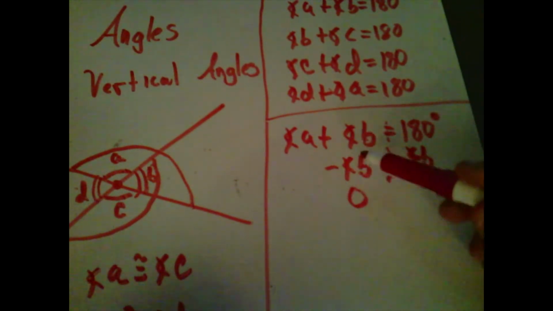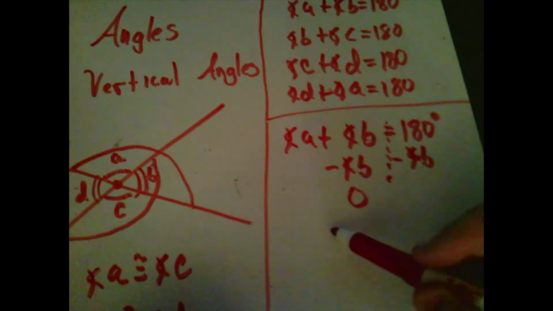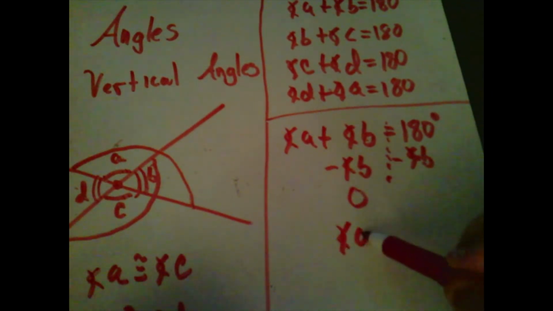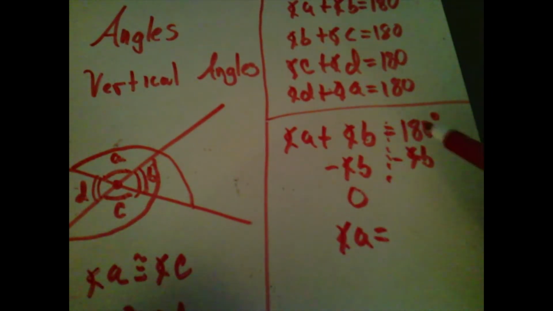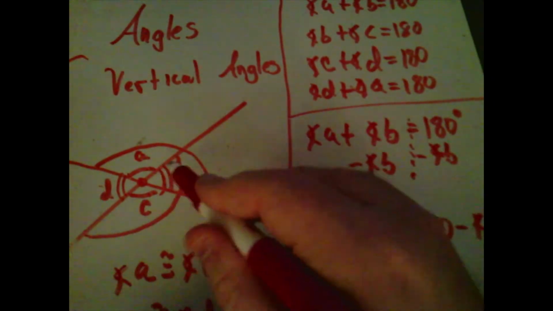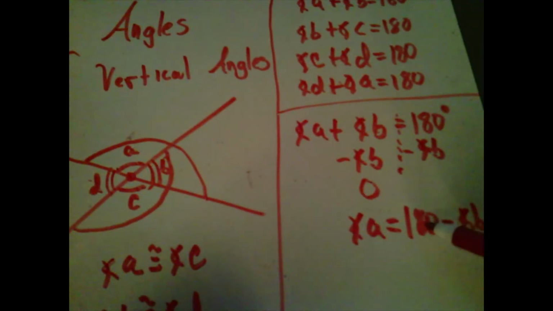Anything subtracting itself is going to be 0, which leaves us on this side with just angle A, which should be equal to what? Well, 180 minus angle B. We don't know what angle B is, so we can't actually subtract it from 180 degrees right now. We're looking at this unknown angle B here, and we're just taking 180 and subtracting that angle.